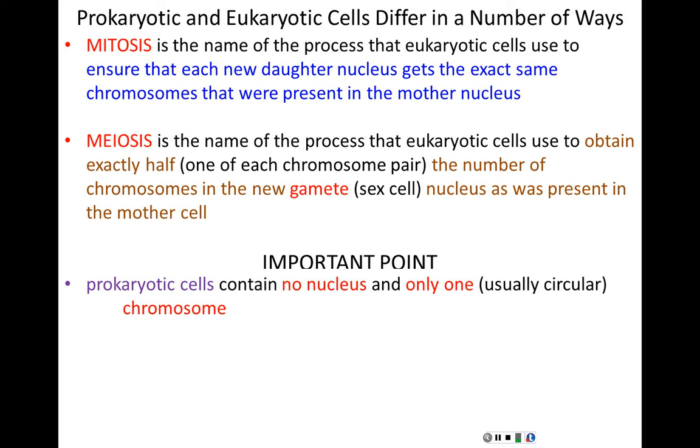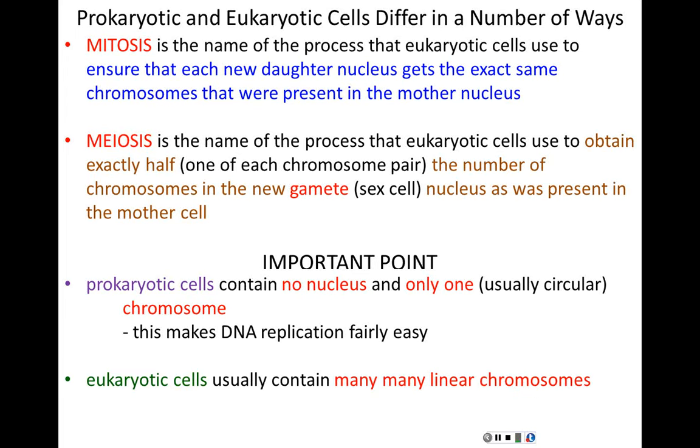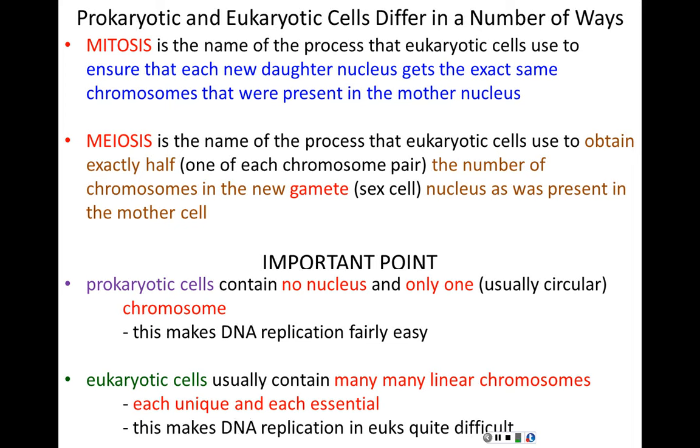In addition, prokaryotic cells only have one, usually circular chromosome. So once you copy that single chromosome into two through DNA replication, you just give one of those new chromosomes to one daughter cell and the other to another. That makes DNA replication fairly easy. Eukaryotic cells usually contain many, many linear chromosomes. Each linear chromosome must be replicated, and each is unique, different from the others, and each is essential. In other words, if a daughter cell doesn't get exactly one of each copied chromosome, it's in trouble. This is a much larger problem.